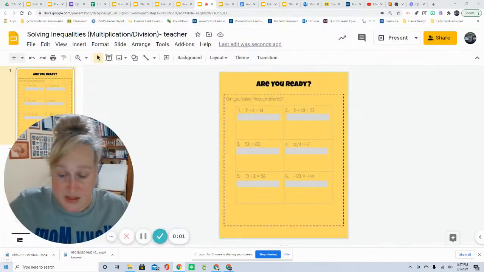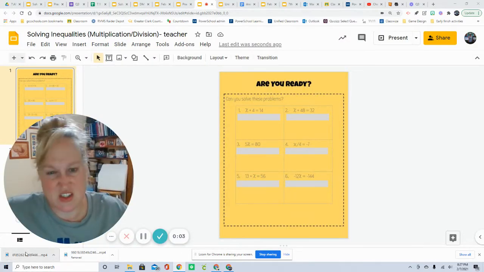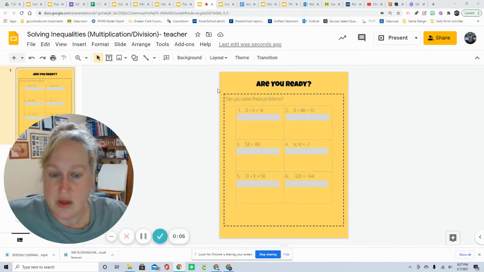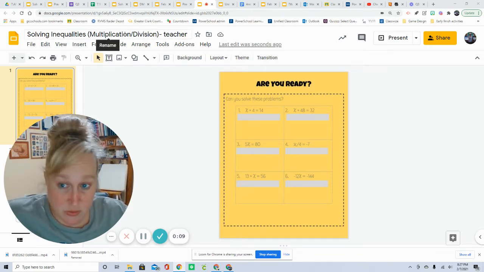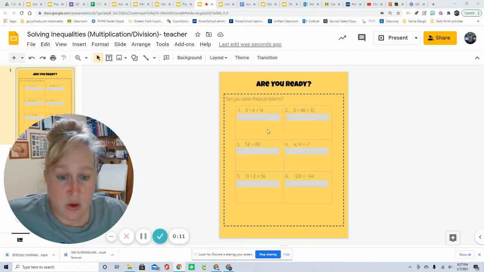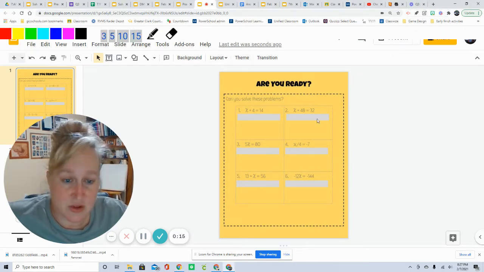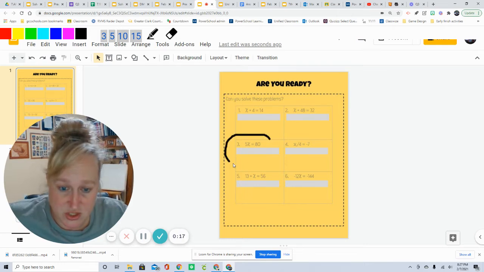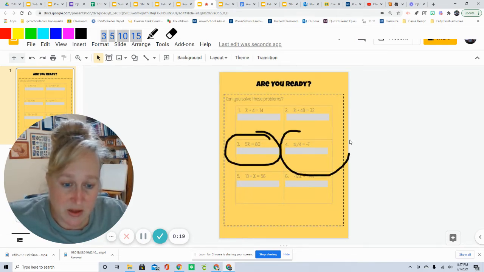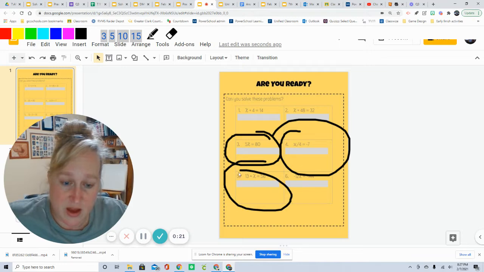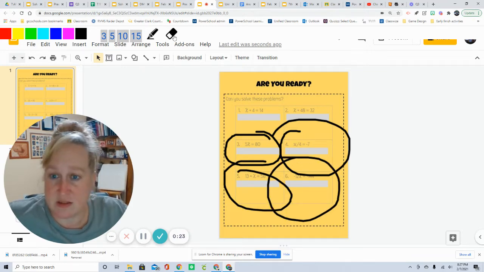Okay, you may not need these as review, but it just depends on you and your personal self-reflection. This one is over multiplication and division. So I'm going to look at this Are You Ready page, and I'm going to just consider the ones that are multiplication and division, which is number 3, number 4, number 5, and number 6.